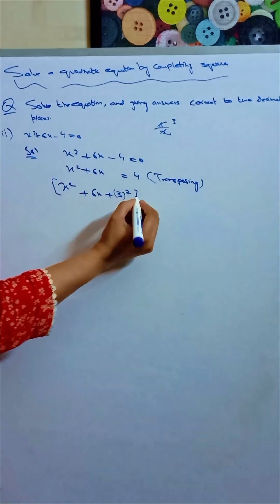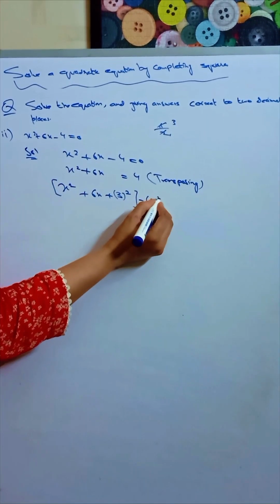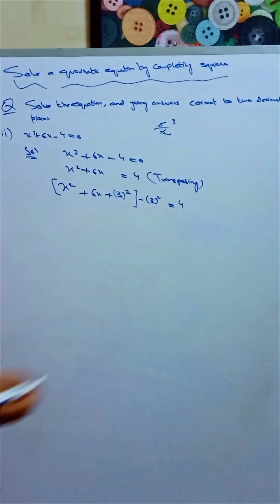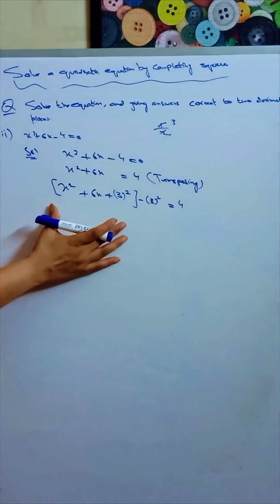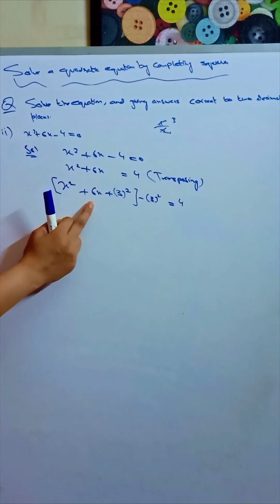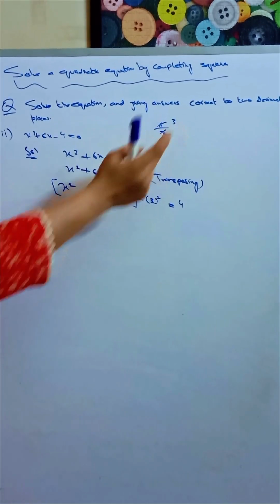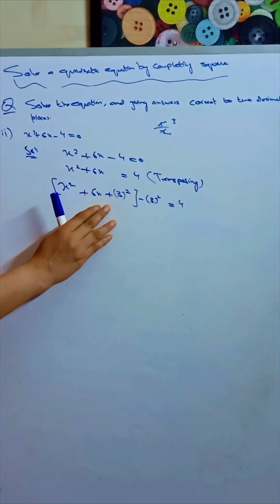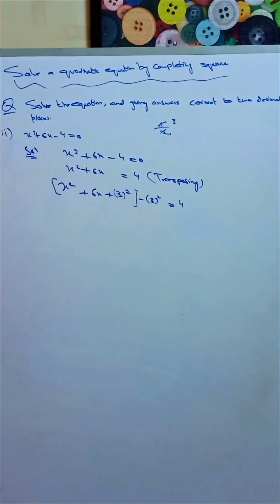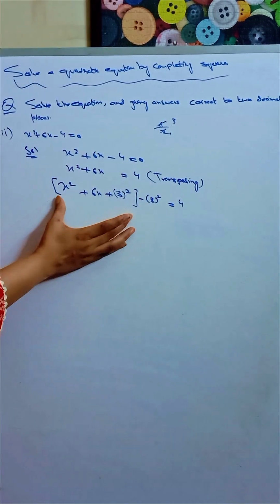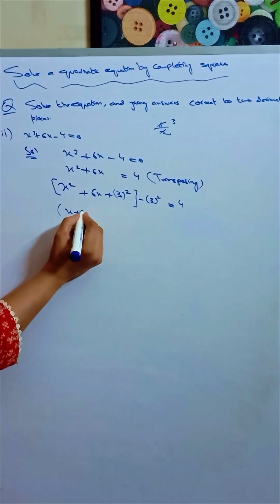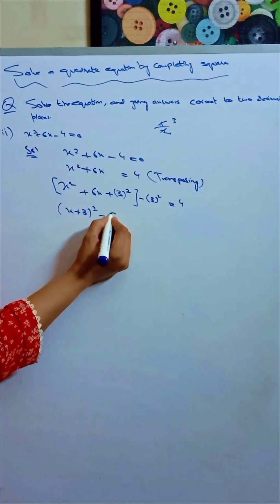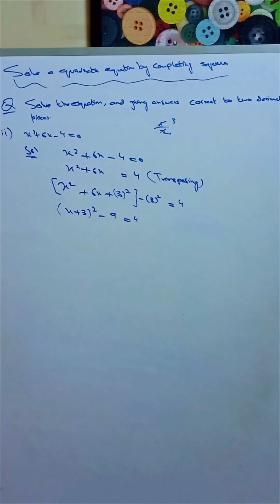One time adding, one time subtracting, equal to 4. Any confusion here? No, we are just completing the square. So half of the coefficient of x, that is 3 here, square of it, and one time add and one time subtract. Clear? Now this becomes a complete square. So what we write here: x plus 3 whole square minus 9 equals 4. Any problem here? I hope not.